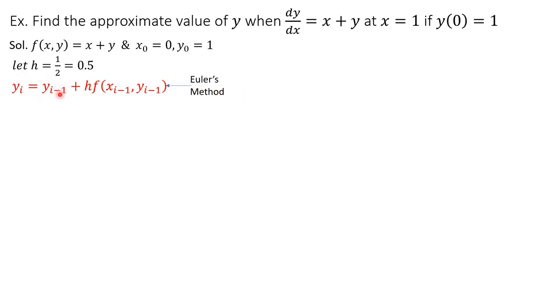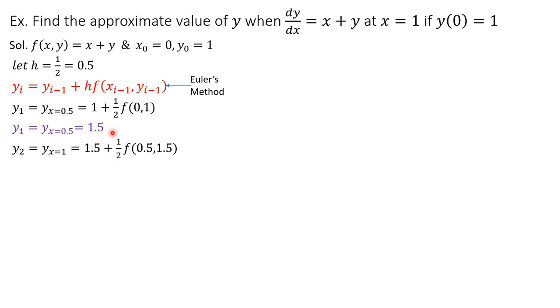Yi is equal to yi minus 1 plus h into f evaluated at xi minus 1 comma yi minus 1. Alright, so here y1, that is y at x is equal to 0.5, will be y naught, that is 1, plus h, which is 1 by 2, into f at 0 comma 1. See, x naught is 0 and y naught is 1. So you can see it is 1.5. That means the value of y at x is equal to 0.5 is 1.5.